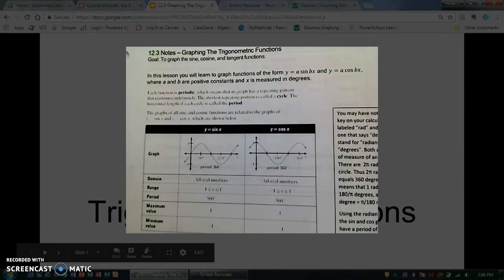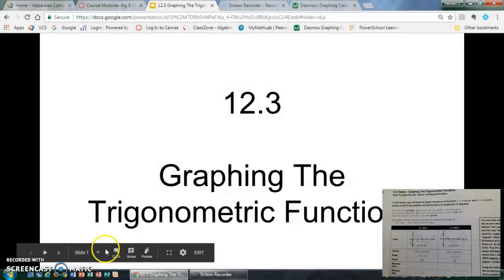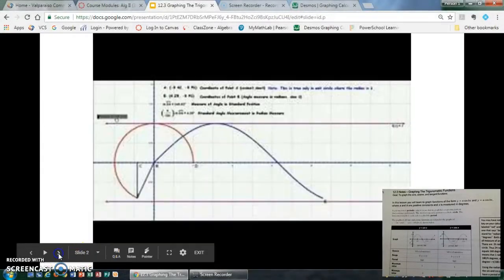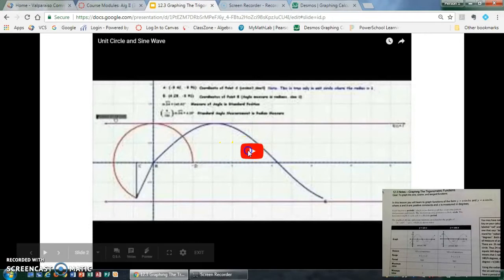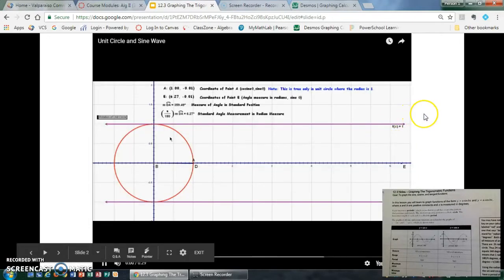Y equals a times sine of bx, y equals a times cosine of bx, a and b both positive constants, and x is measured in degrees. So a couple of things that are important to know about these functions is that they're what are called periodic. It's a repeating pattern.